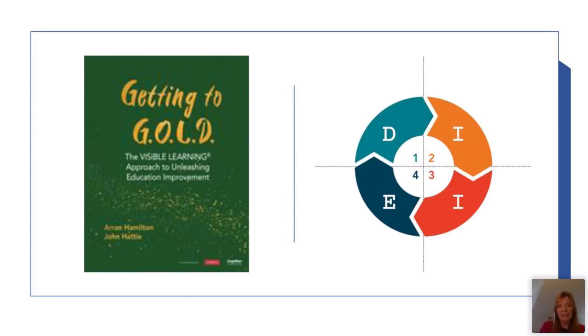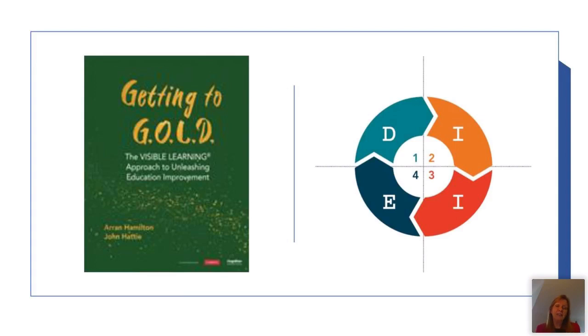We talk about D for diagnosis. So this is where we use pupil data, pupil voice, observations, both formal and informal, book looks, discussions with each other to think about that. Where are we now? How do we know that we're there? Where is the evidence? We then move on to the interventions. So from that diagnosis, what do we need to do? What are the gaps we need to fill and how are we going to fill them? What are we going to use to fill those gaps?